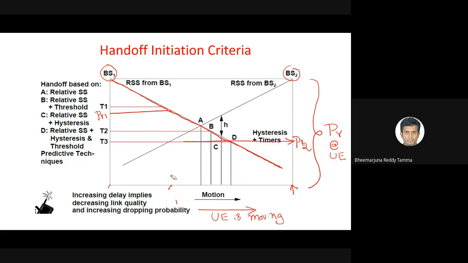Now I'll talk about what are the different criteria that we can use to trigger the handover of the user equipment from base station 1 to base station 2.